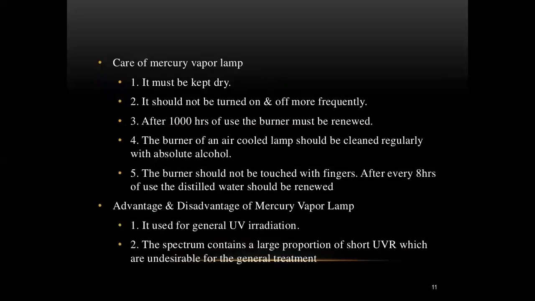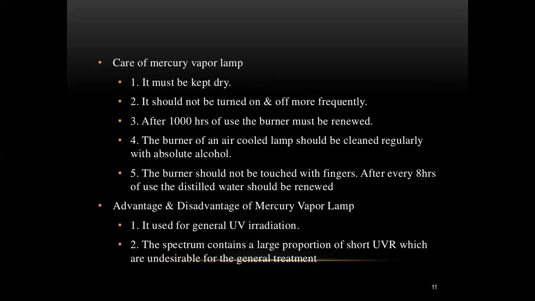Care of the mercury vapor lamp. First, it must be kept dry. Second, it should not be turned on and off too frequently. Third, after 1,000 hours of use, the burner must be renewed. Fourth, the burner of an air-cooled lamp should be cleaned regularly with absolute alcohol. Fifth, the burner should not be touched with fingers. After every 8 hours of use, the distilled water should be renewed.